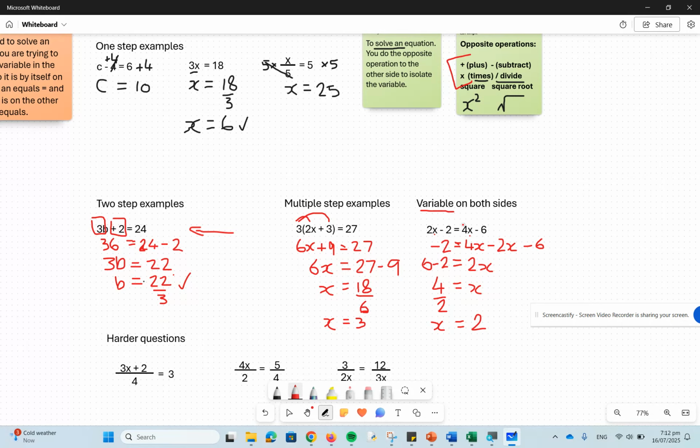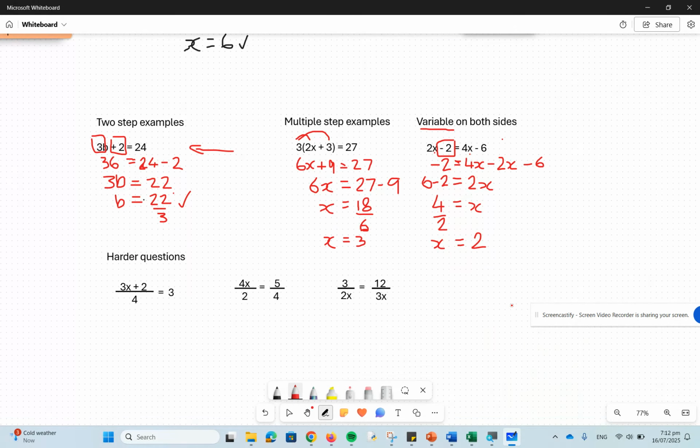So that was variables. When you see a letter on both sides, you have to make sure they're all only on one side, and then you solve it by moving. What do you do? You do the opposite. So if you see a minus 2, you do a plus 2 to the other side, okay? Alright, hopefully you're getting the gist of it.